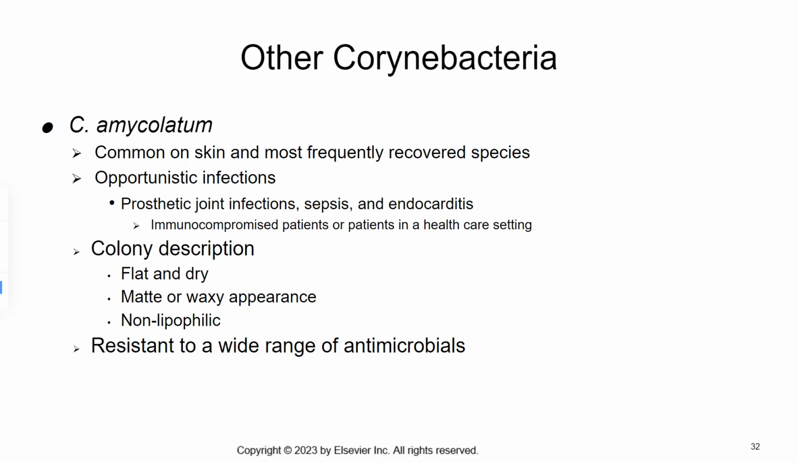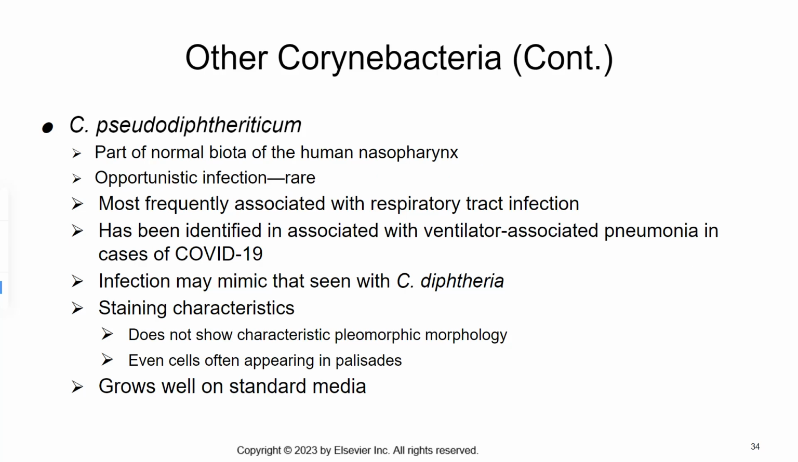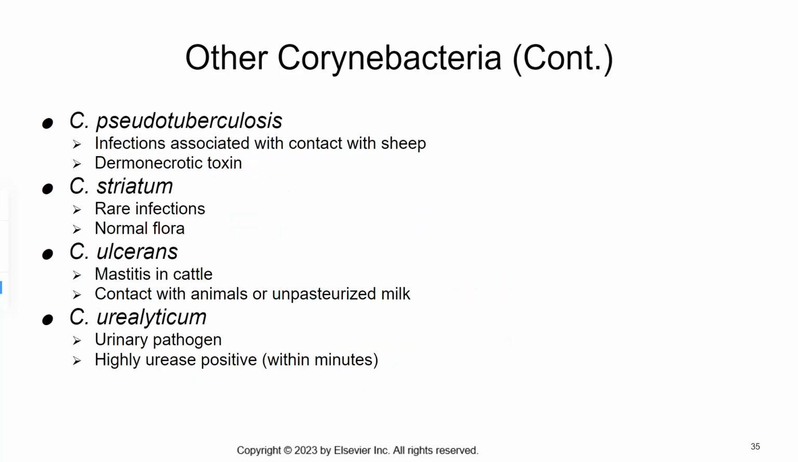There's other Corynebacterium, like C. amycolatum. It's common in skin and is the most frequently recovered species. Opportunistic infections can occur. C. jeikeium infections are limited to immunocompromised patients. C. pseudodiphtheriticum is part of the normal biota of the human nasopharynx. Opportunistic infections are rare. It has been identified and associated with ventilator-associated pneumonia in cases of COVID-19. And then there's various other species that exist.